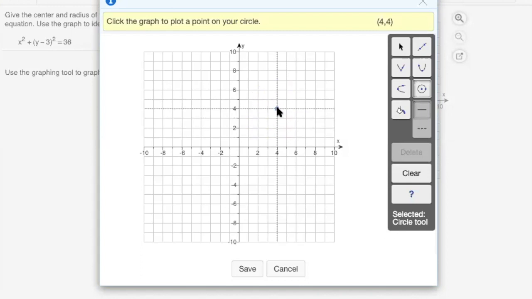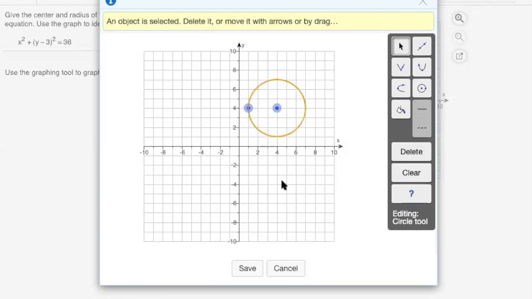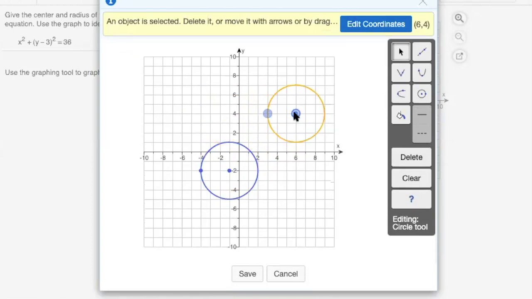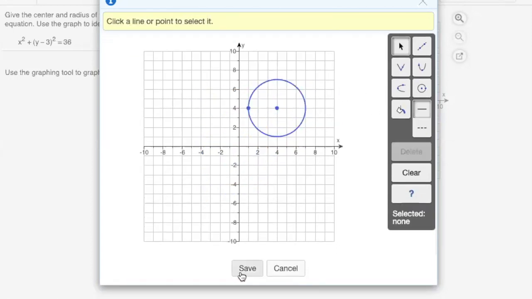The only thing I don't want to do is go diagonally, because when you move diagonally, this is actually not 3 units. This is 3 diagonal units, which is different. So when you're drawing your radius, make sure you stay in the 4 main directions, up, down, left, or right. Click that point. And now it gives you one last opportunity to move your circle around if you need to. If you like it where it was, you would click Save.